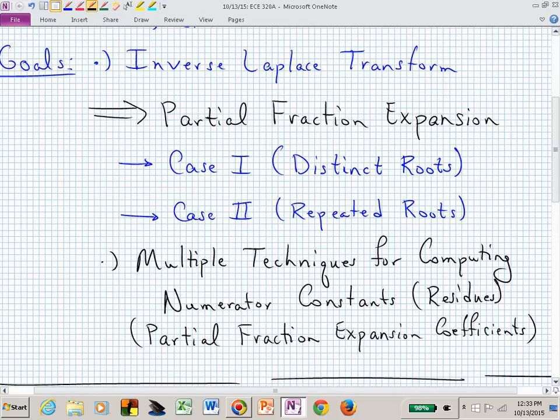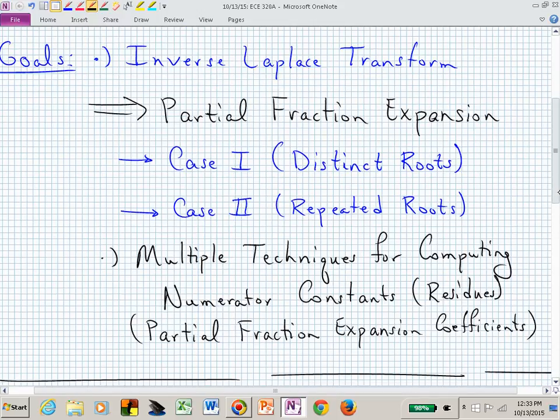If we don't have that case, then we have repeated roots, and that means we only need one root that might be repeated. Then we're falling into case 2, and hopefully we will get to that today. In that case, we will show different techniques for computing these numerator constants, or these residues, or the partial fraction expansion coefficients. I might call them either of those phrases, but you can use those techniques in case 1 also, if you like that particular approach better than another.